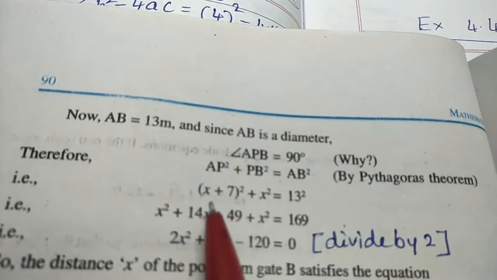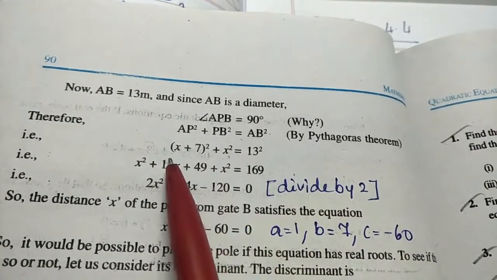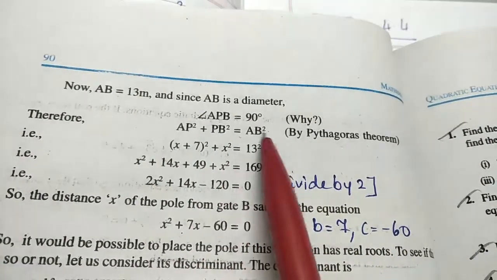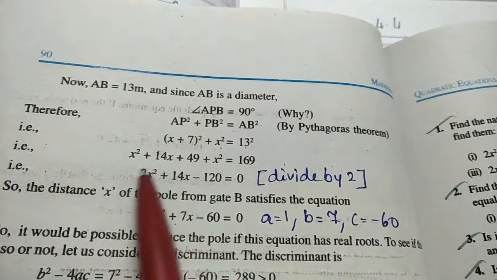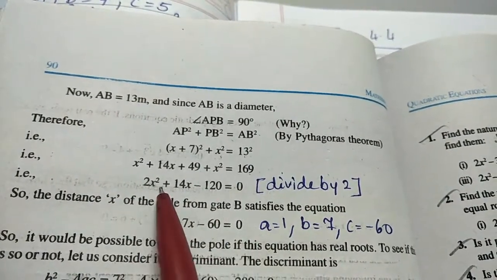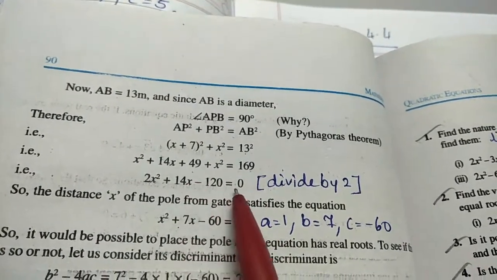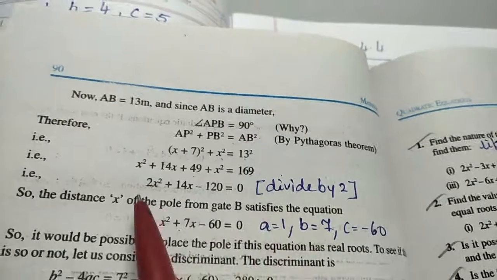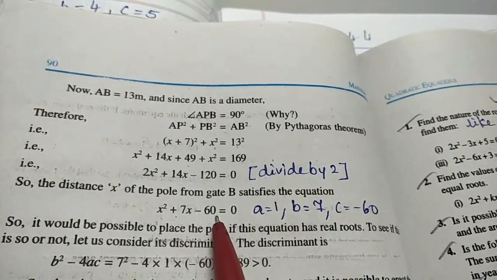Now you will get AP square is equal to 7 plus x square, PB square is equal to x square. So 7 plus x square plus x square will give you 13 square, that is AB square. Now if you open this perfect square, you will get this equation, equal to 169. So 2x square plus 14x minus 120, taking 169 this side, you will get 0. Then you have to divide this equation by 2, so you will get this equation where you will have a, b, c as follows.